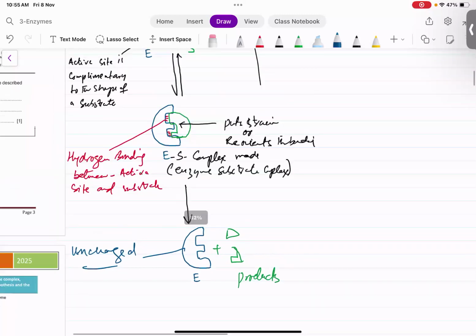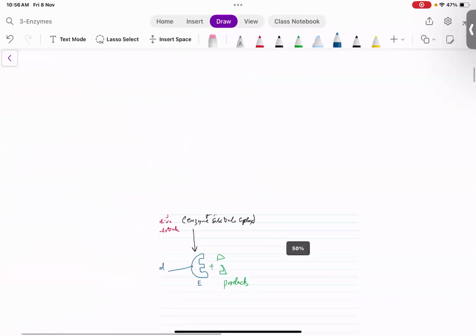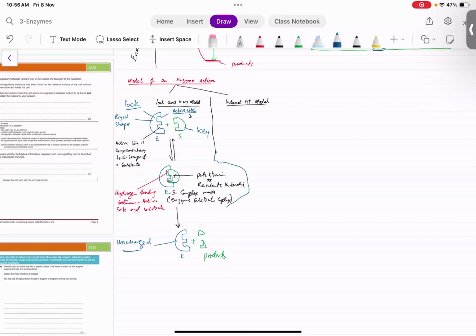So you see, the substrate and enzyme's active site are complementary in such a way that a key is complementary to a lock. The substrate acts as a key and an enzyme acts as a lock. So this is why it is called the lock and key model. Hope you have understood it.